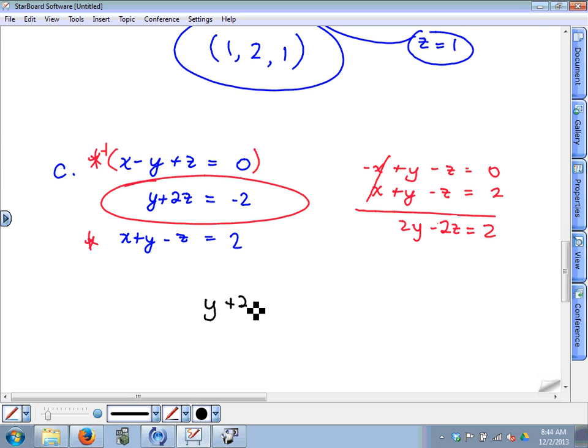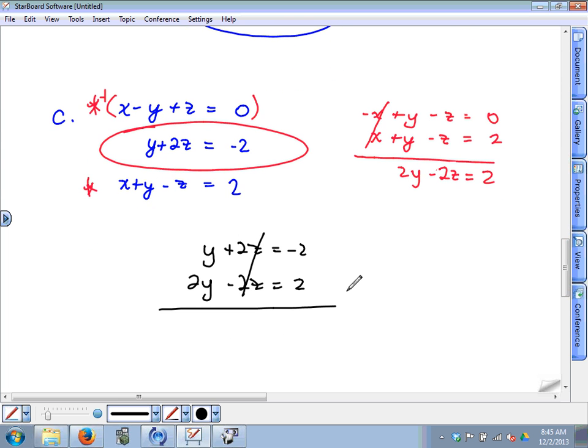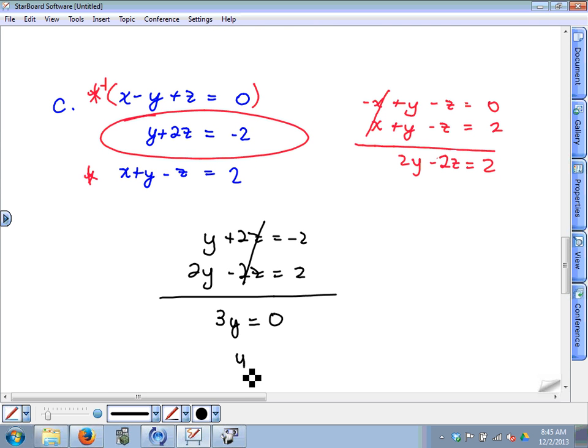So take the middle equation, y plus 2z is equal to -2. This equation here, 2y minus 2z is equal to 2. You can eliminate z now at this step. Just try not to do it as a first step. But if you eliminate z, you're going to have 3y is equal to 0. So y is equal to 0.